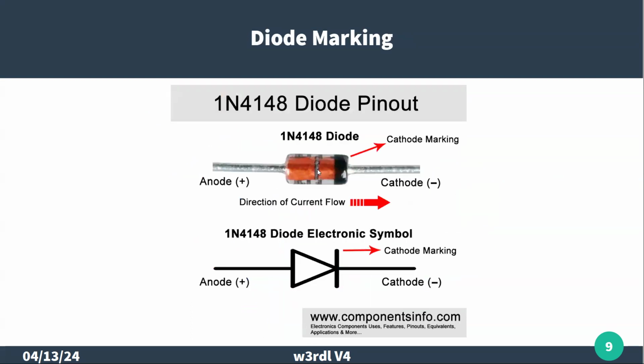This is what a physical one looks like. These tend to be in a glass package. You can actually see the elements inside there, and you see the black stripe marking the cathode end. So this is the anode and this is the cathode, and the symbol in the same direction. This is the symbol that you're going to see on a schematic for a diode.